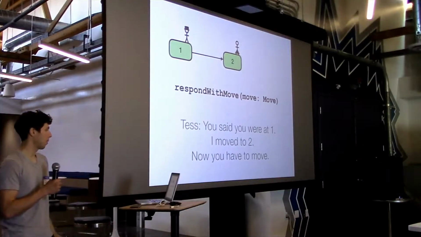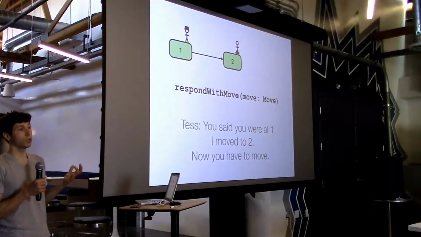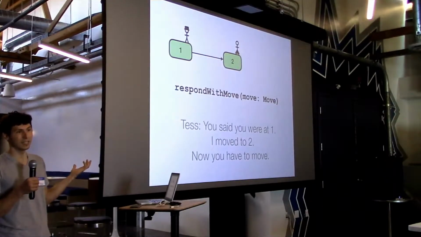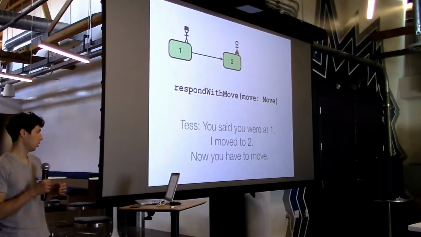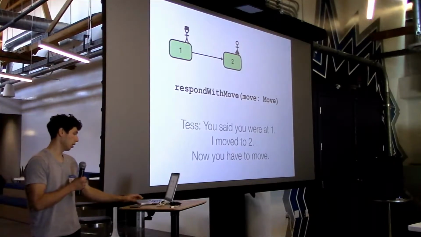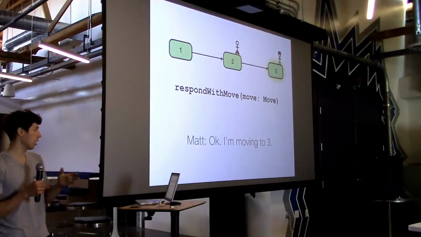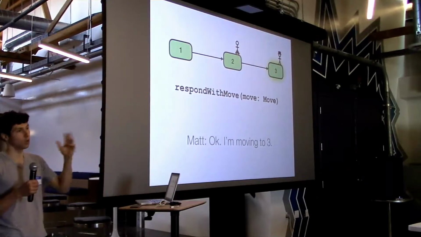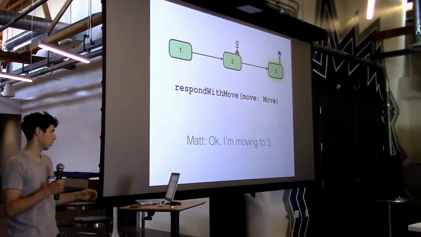Maybe Matt actually wants to keep playing and he just forgot that he had the state channel open. So Matt can say, okay, you played a force move against me. Let's just go back to playing in the state channel. I'm going to respond with a move, and we can just go back to our off-chain world.